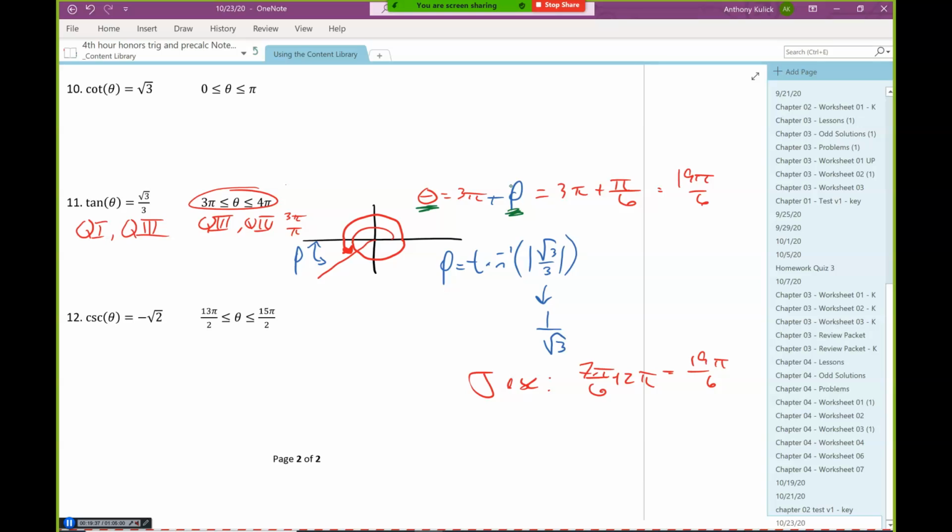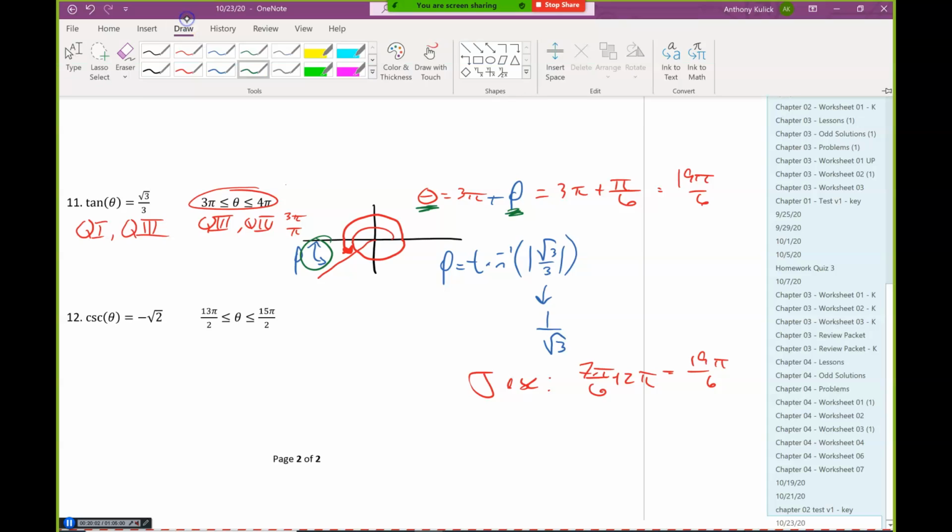Leah just asked a really basic question about how do you know that tangent is positive in quadrant 1 and quadrant 3? So remember that tangent is y over x. That's going to be a positive number when you have positive over positive, like quadrant 1, or if you have negative over negative, like quadrant 3. Is that okay?